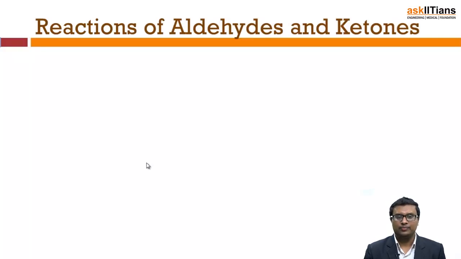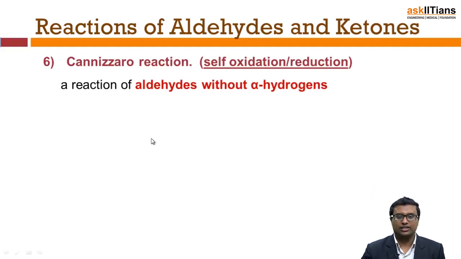The next reaction is the Cannizzaro reaction. What is the Cannizzaro reaction? It is a self-oxidation and reduction reaction, and it is a reaction of aldehydes without alpha hydrogens. You know what an alpha hydrogen is, right? An alpha hydrogen is a hydrogen attached to an alpha carbon. And what is an alpha carbon? An alpha carbon is the carbon attached to the functional group.